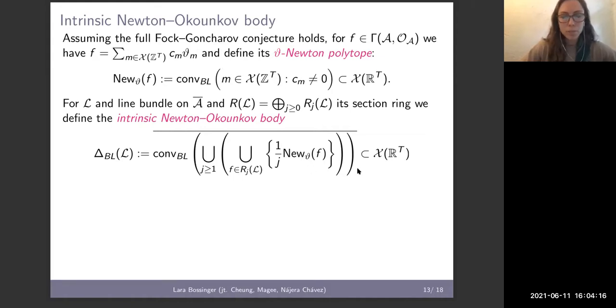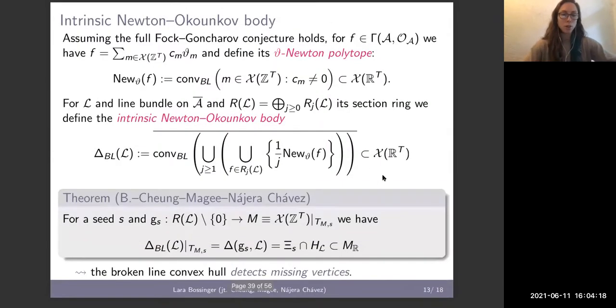And the result is that if I now have my g-vector valuation, and we will see in a second how I can magically swap from regular functions to the section ring, but assuming I have my g-vector valuation defined on the section ring, and I have identified with respect to my seed s the X tropical points with the lattice, then this identification of the broken line convex hull of the intrinsic Newton-Okounkov body boils down to being the actual Newton-Okounkov body for the g-vector valuation.